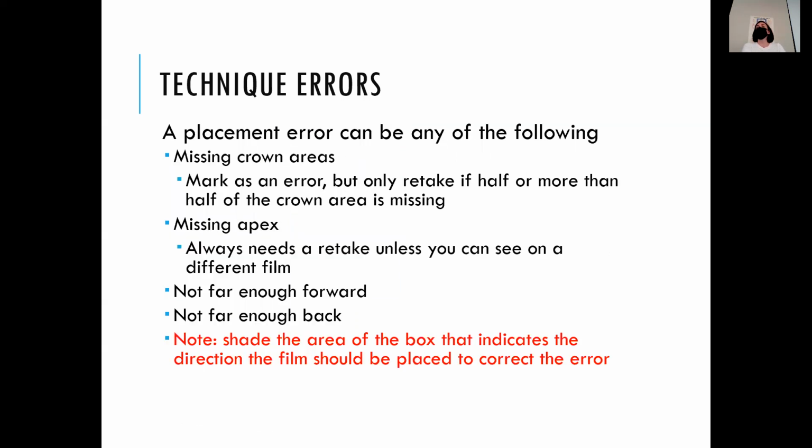A placement error can be any of the following: missing crown, mark as an error, but only retake if half or more of the crown is missing. Missing apices are always going to need to be retaken because it's very important that you see the apice, to make sure there's no abnormalities or an infection at the roots. So you're always going to have to retake if you're missing an apice. And then, not forward enough or not back enough. Shade the area of the box that indicates the direction the film should be placed. And we've been talking about that.